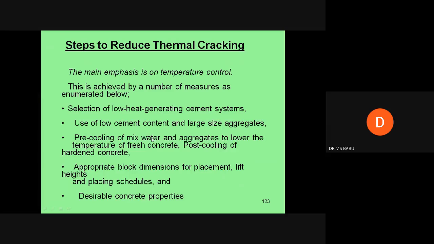Suppose in the summer season, if you ask me as a consultant for an opinion, then I will prefer only nighttime concreting, especially in the summer season. Civil works generally take place in the summer season. I will recommend you to go for morning concreting, nighttime concreting and evening concreting. Don't go for concreting between 11 a.m. to 4 p.m., especially in the summer season.